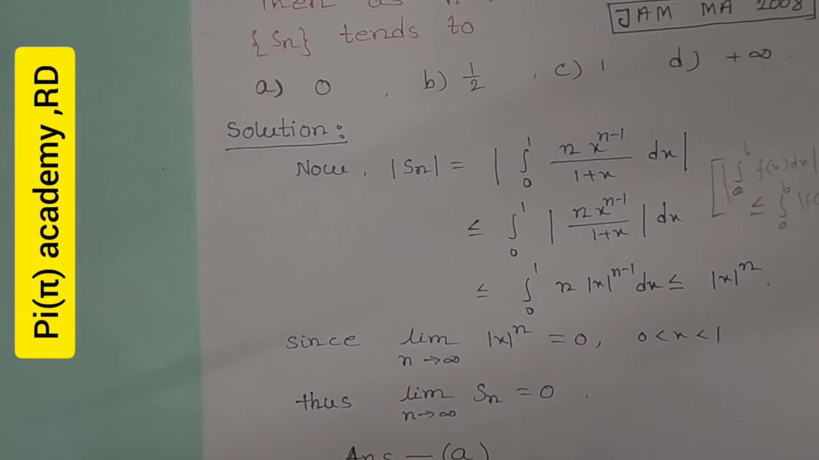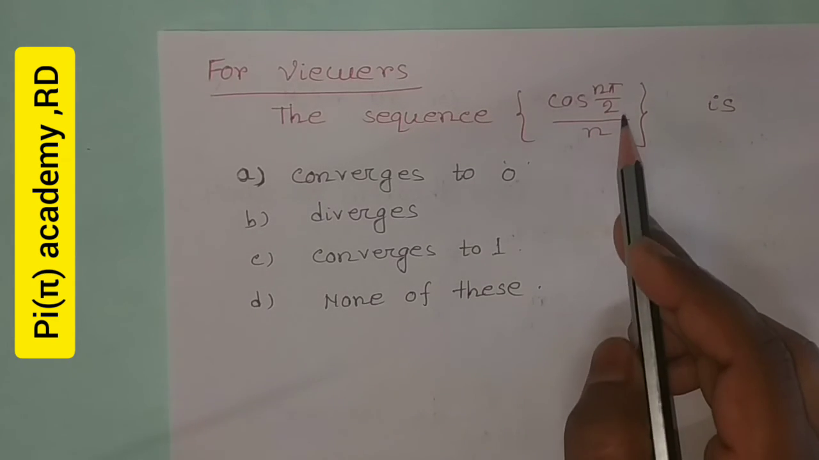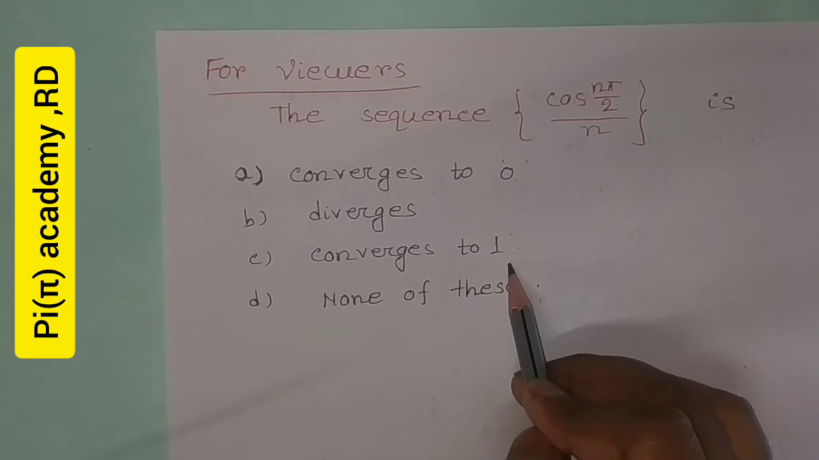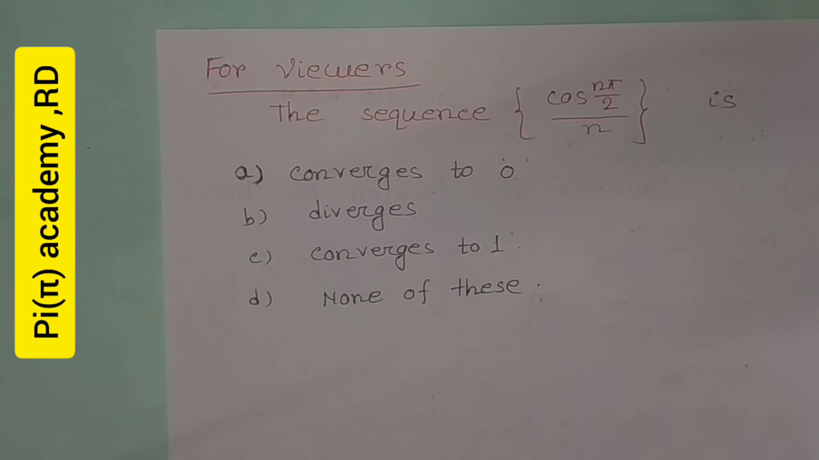Now there is a question for viewers. The sequence cos n pi by 2 divided by n converges to 0, diverges, converges to 1, or none of these. Answer this question in the comment box.